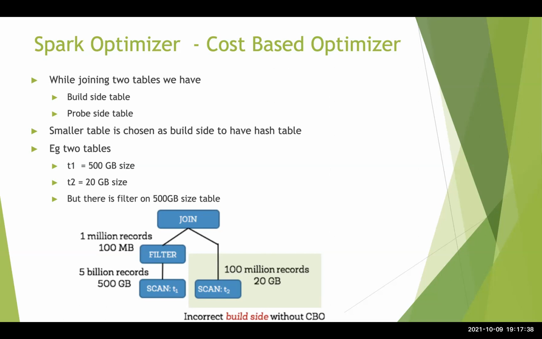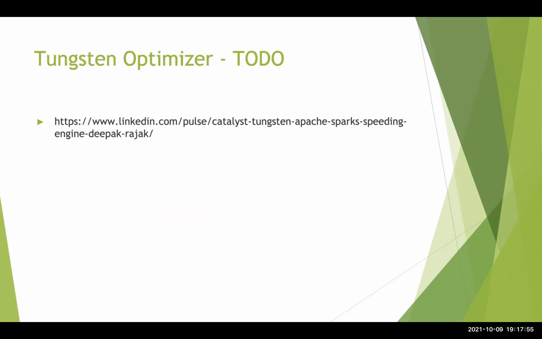So this is the advantage of the cost-based optimizer, because it just calculates the cost. What is cost in Spark optimization terminology? Cost is not dollars or rupees or something. It's just the number of records. So that's what cost is for Spark optimization. I think that's about it.